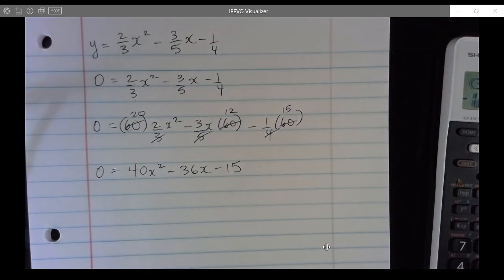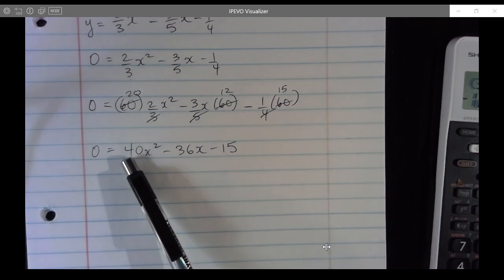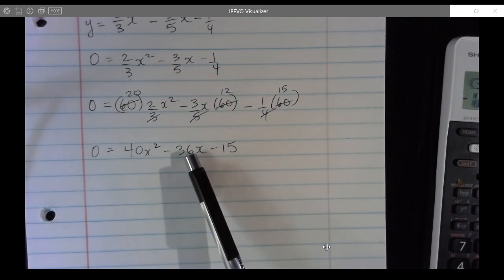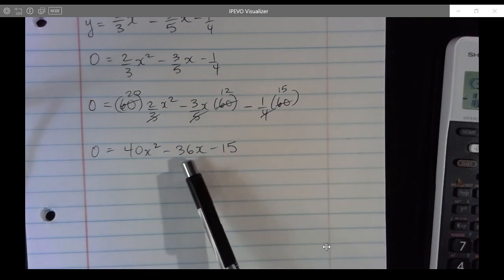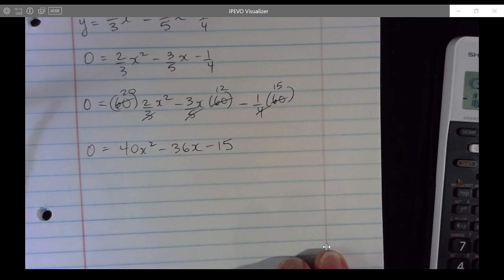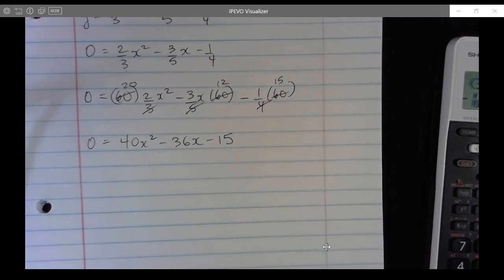Now, are there any common factors there? Wouldn't that be nice if there was, if I could make that smaller by dividing a common factor? But I don't think there are. 2, 4, and 8 go into 40. 2 and 4 go into 36. But there's no even numbers in 15. 15 and 36 both have a 3, but there's no 3's in 40. So sadly, I've got to work with these great big numbers. All right, we've got to complete the square with some big numbers.